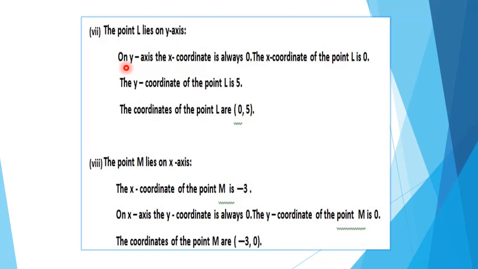The eighth one, we need to find the coordinates of point M. The point M lies on x-axis. The x-coordinate of the point M is minus 3. On x-axis, the y-coordinate is always 0. Therefore, the y-coordinate of the point M is 0. The coordinates of M are minus 3, 0.